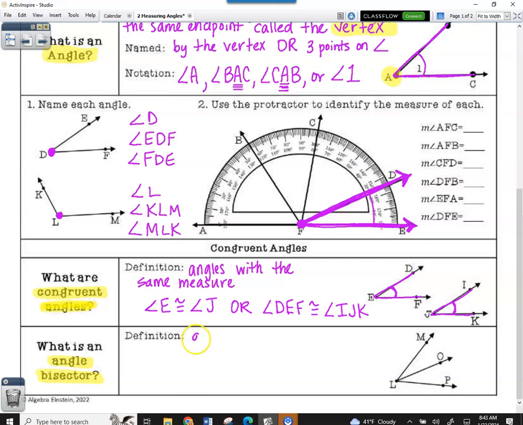Here we go. That would be a ray that divides or cuts, whichever word you like, an angle into two congruent parts. Look how I wrote the word congruent. There's no need to write the whole word out. Let's practice writing the congruent symbol. A ray that divides an angle into two congruent parts.